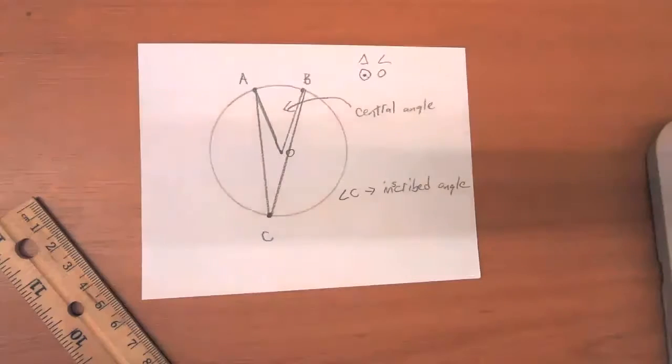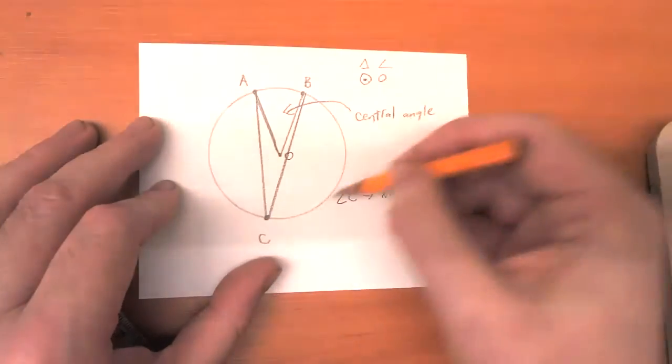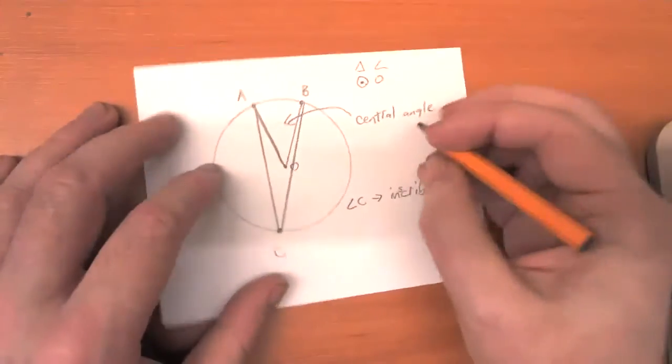In this video, we're going to wrap up our vocabulary lesson talking about circles. And in the last video, we came across a couple of angles. We talked about central angles and inscribed angles. Now let's talk about the circumference of the circle: all of the points around the boundary of the circle.